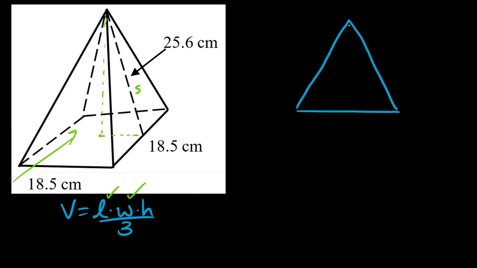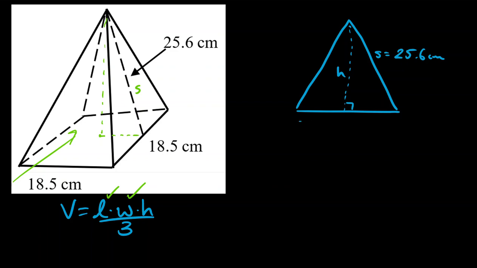No, we don't. We have the slant height, but we don't actually have the height from the center of the pyramid. Let's redraw this from a perspective looking straight at the pyramid. So the pyramid's going to look something like this. And we want the height, but we're not given the height. We're given the slant height. It's 25.6 centimeters.